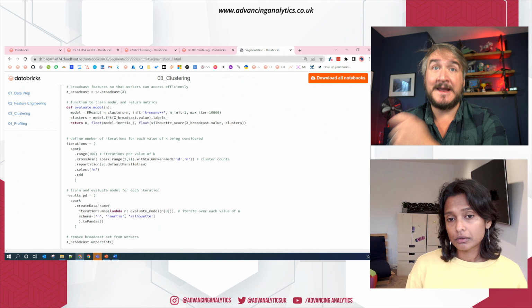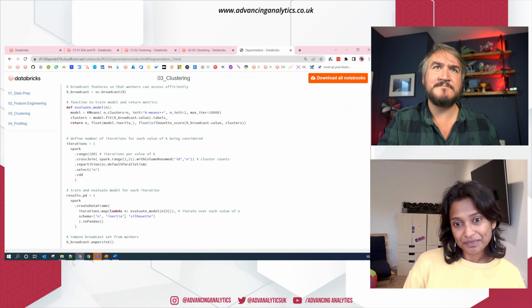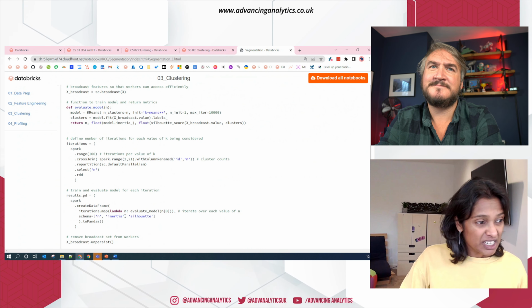Yeah, and indeed, exactly what you said, right? So previously, before using Databricks, we worked off a single cluster, and it takes a long time. If you want to work out the right number of clusters and you're trying to explore that range, it does take a long time. So this has really sped things up. Very cool. So yeah, this is interesting.